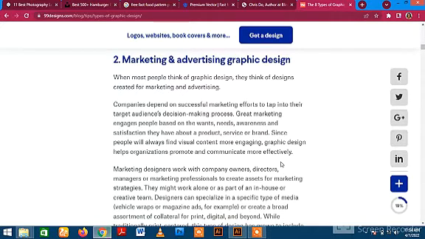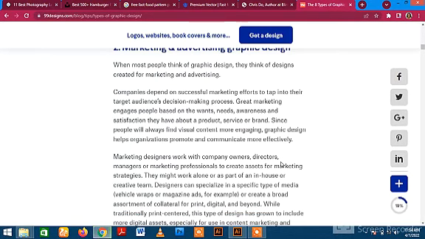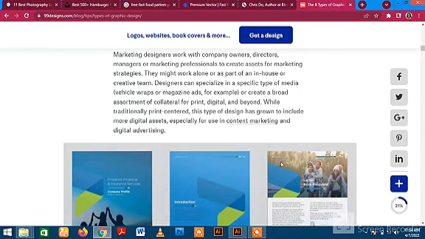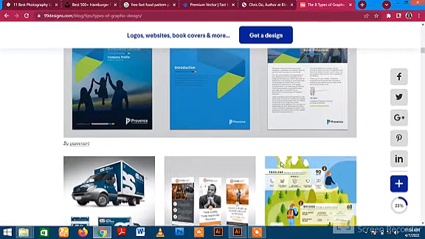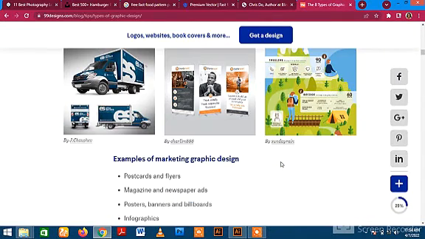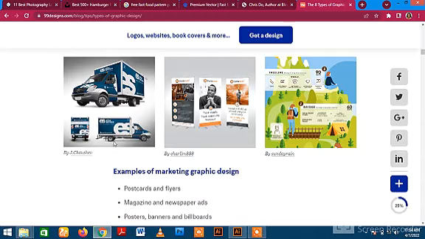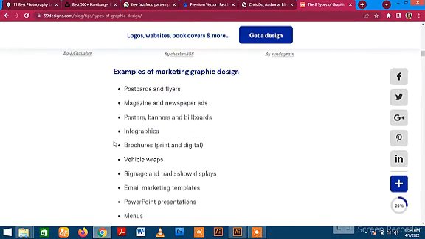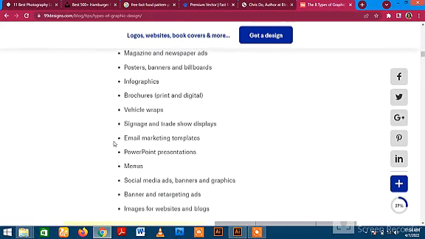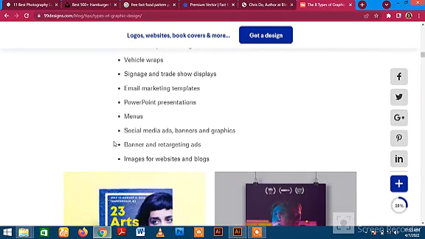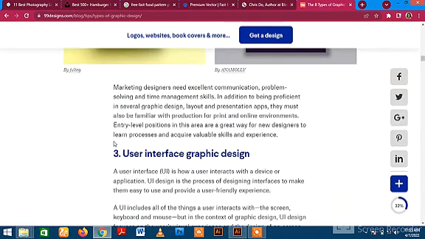Pretty simple. They create designs for marketing and advertising. That's what they do. They create flyers, vehicle wraps, and infographics, as you can see on my screen. This is a vehicle wrap for a brand called Elha Service by J. Cheshov. Examples of marketing graphic design, things you can create, include flyers, infographics, brochures, vehicle wraps, menus, social media, banner and graphics, and images for websites and blogs.